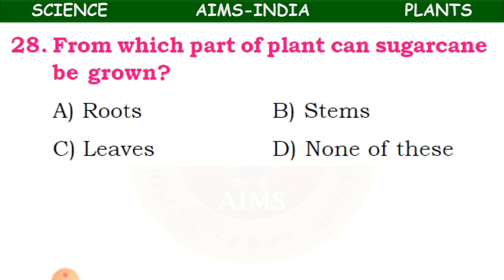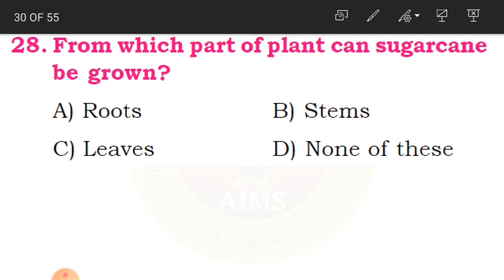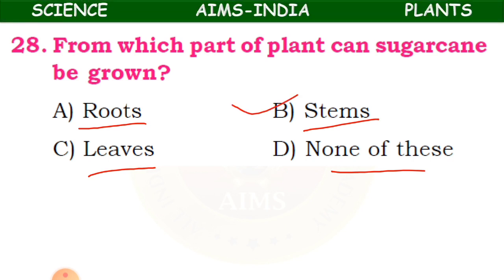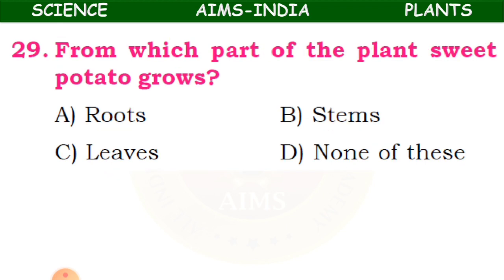From which part of plant can sugarcane be grown? Sugarcane, even in the earlier questions we came across this. How is it going to be grown? Whether from roots, stems, leaves or none of these. Okay children, the answer is stems. We learnt that rose, hibiscus, bougainvillea, sugarcane are reproduced by stem. Okay. Now the 29th question.